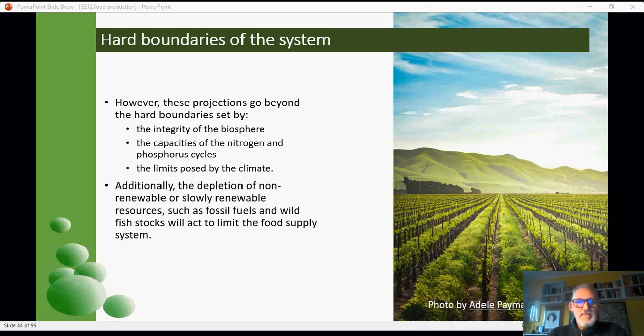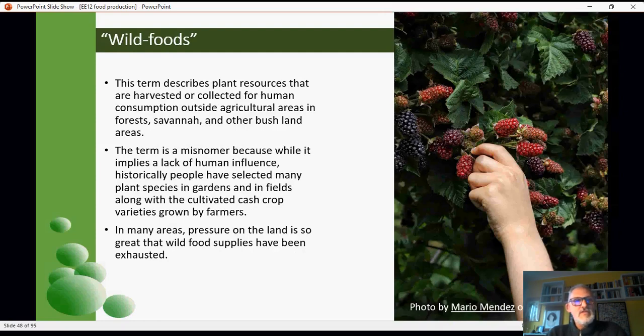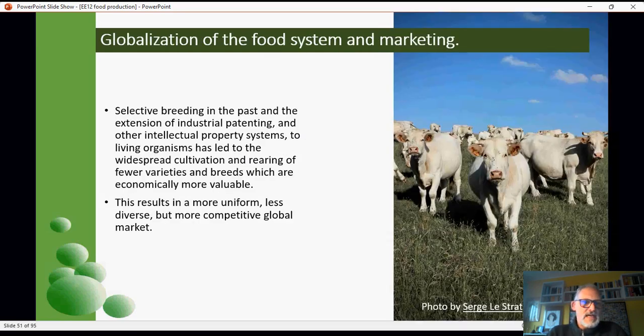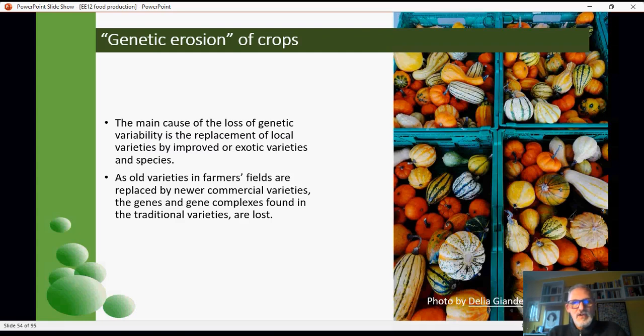Okay, so moving through this, we went through these slides last time talking about globalization, the food system, and also this important concept of genetic erosion, which is that naturally we know that many plant species, or many species which are cultivated for food, naturally have quite a lot of variety.